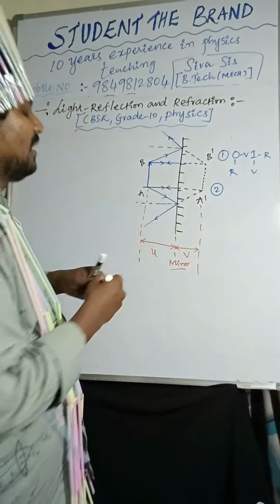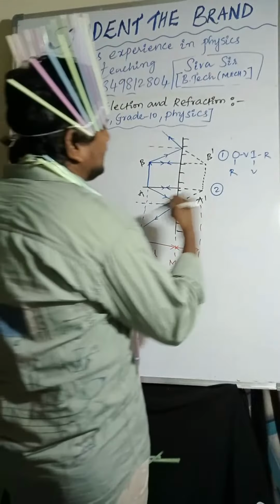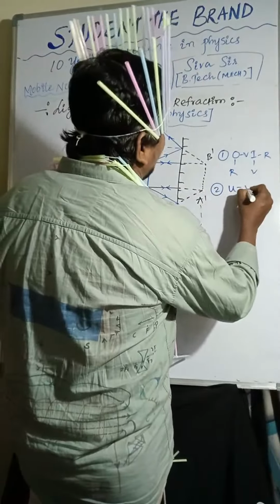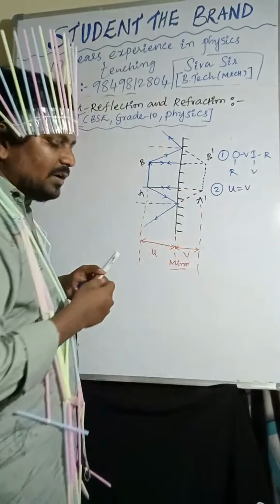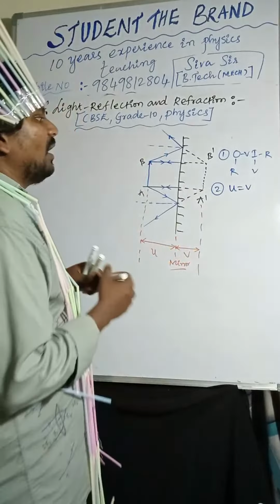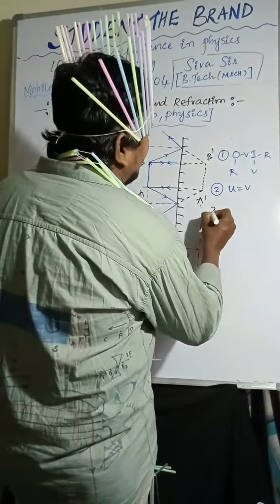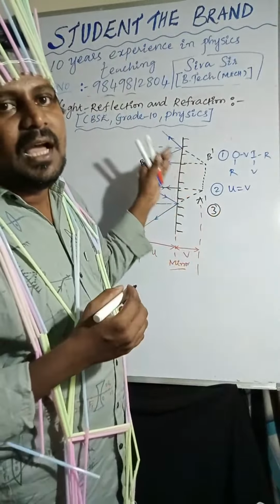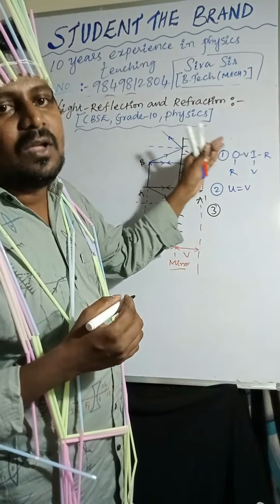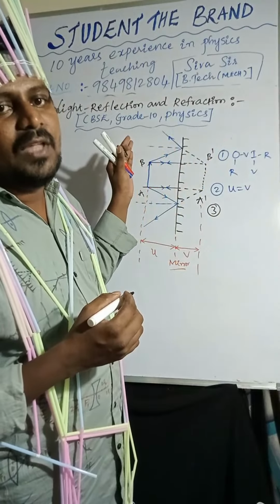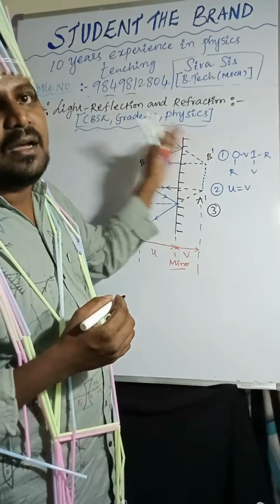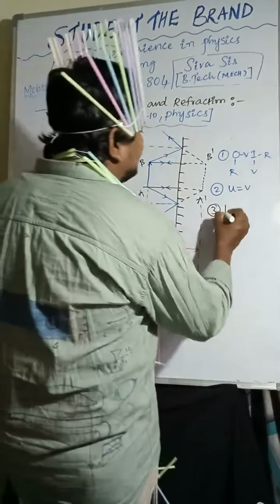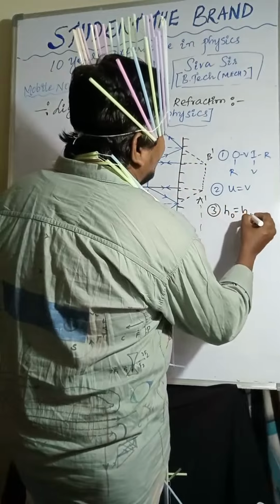In the plane mirror, object distance is equal to image distance, and also the height of the object is equal to the height of the image.